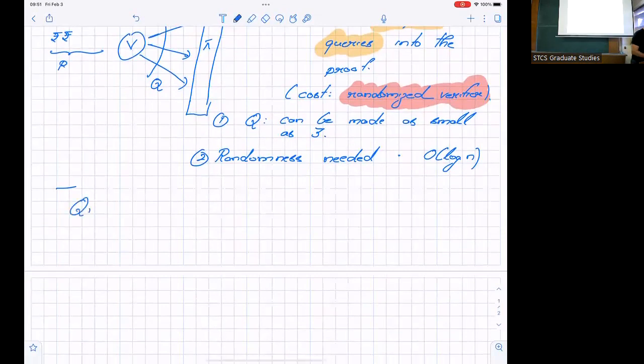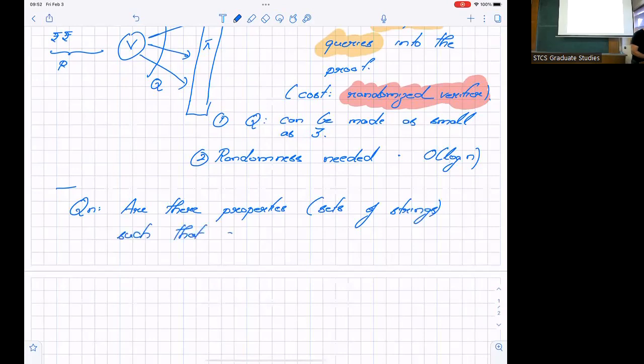So basically the question I want to ask is, are there properties, and by properties I just mean sets of strings, a collection of strings, such that one can check if a particular string, let's call it f, has the property by probing f at very few locations?